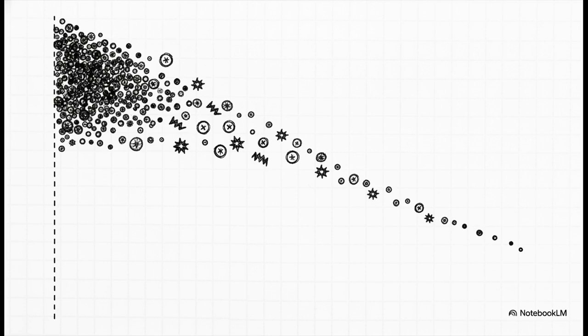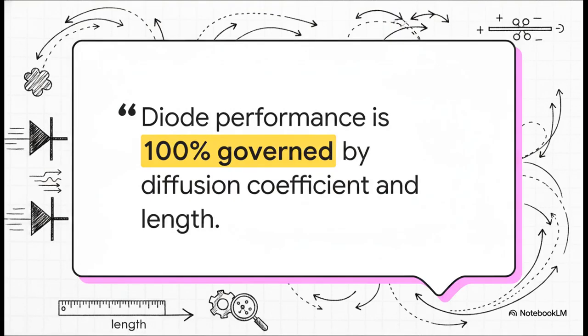They are quite literally fighting to survive their journey, and their decaying numbers dictate the exact amount of electrical current we end up measuring. This quote really hits the nail on the head. A diode is not just some simple on and off switch. Its entire real-world performance, like how fast it can switch states or how well it stops reverse current from leaking through, is dictated 100% by these underlying Fickian diffusion rules. The chaotic physics of these tiny, microscopic particles directly controls the macro performance of the device you're holding in your hand right now.